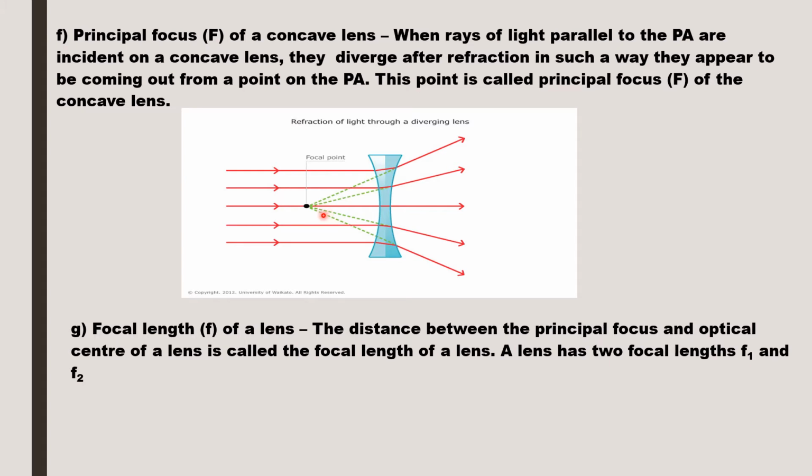Now, if we take the distance between the principal focus and the optical center of the lens, we get the focal length of the lens. Focal length is denoted by small f. The distance between the principal focus and optical center of the lens is called the focal length of the lens.